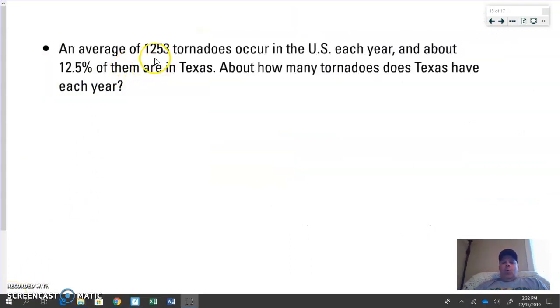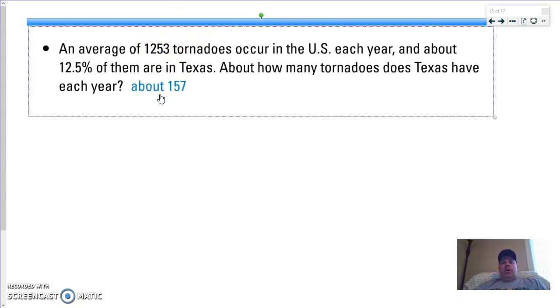An average of 1,253 tornadoes occur in the U.S. every year, and about 12.5% of them are in Texas. About how many tornadoes does Texas have each year? I know that this is my percent, so I am going to take 12.5 over 100. That will equal X over 1,253, because this is the whole, the total amount each year. And when I do that, we would get about 157.